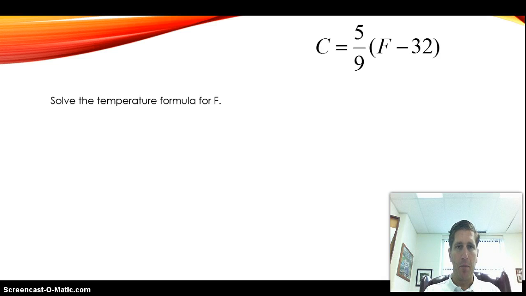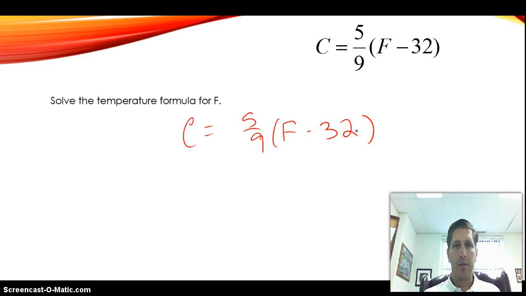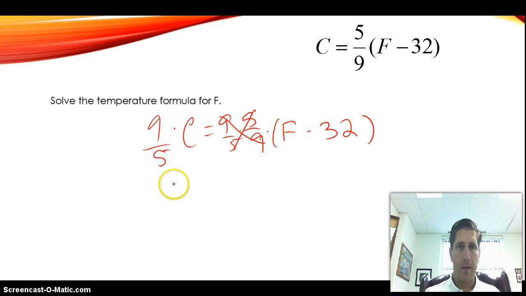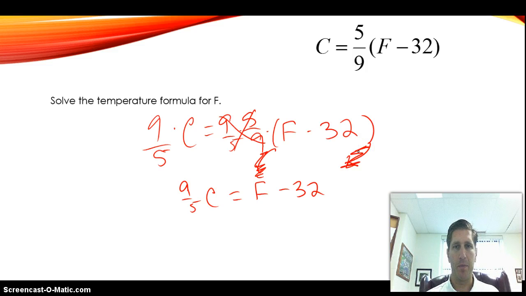So solve the temperature formula for F. So we have C equals 5 over 9 times F minus 32. So we know that this is multiplication here, but we know how to get rid of this fraction. We have to first get rid of this fraction by using the reciprocal, and we have to do it to both sides. So we know that 9 over 5 C equals F minus 32. Now notice that my parentheses is gone because I got rid of the number that was connected to it on the outside that we would normally distribute.